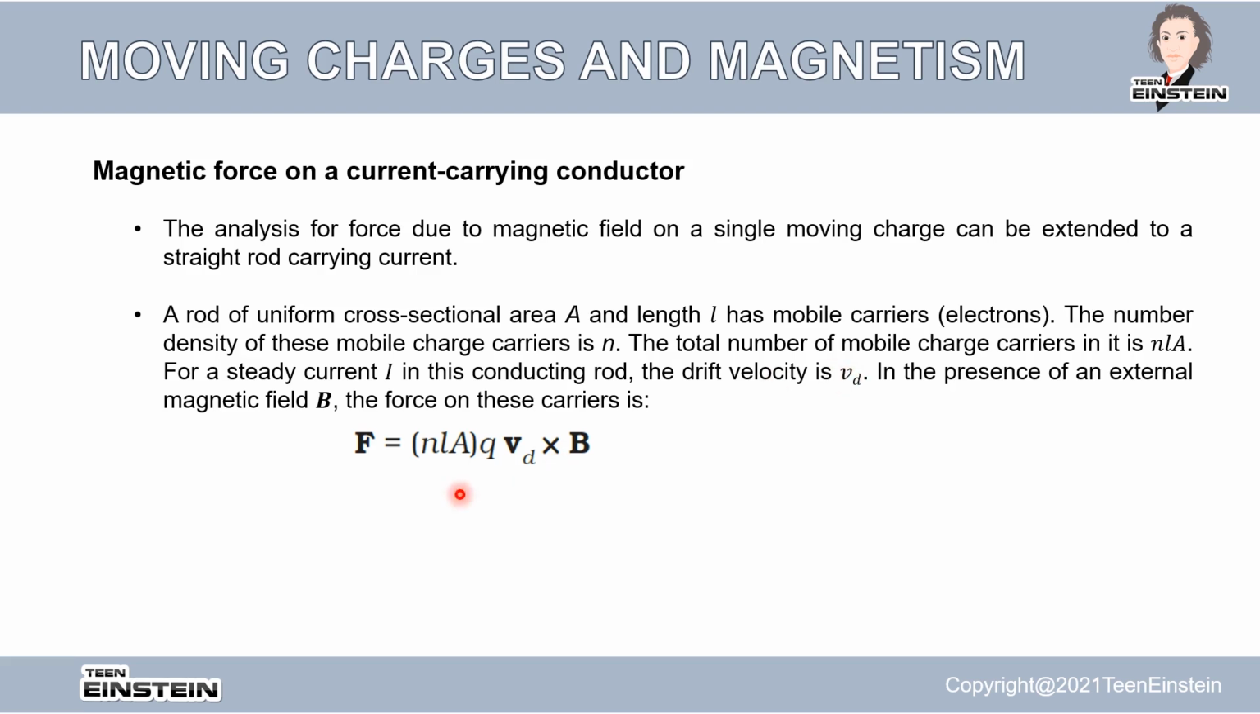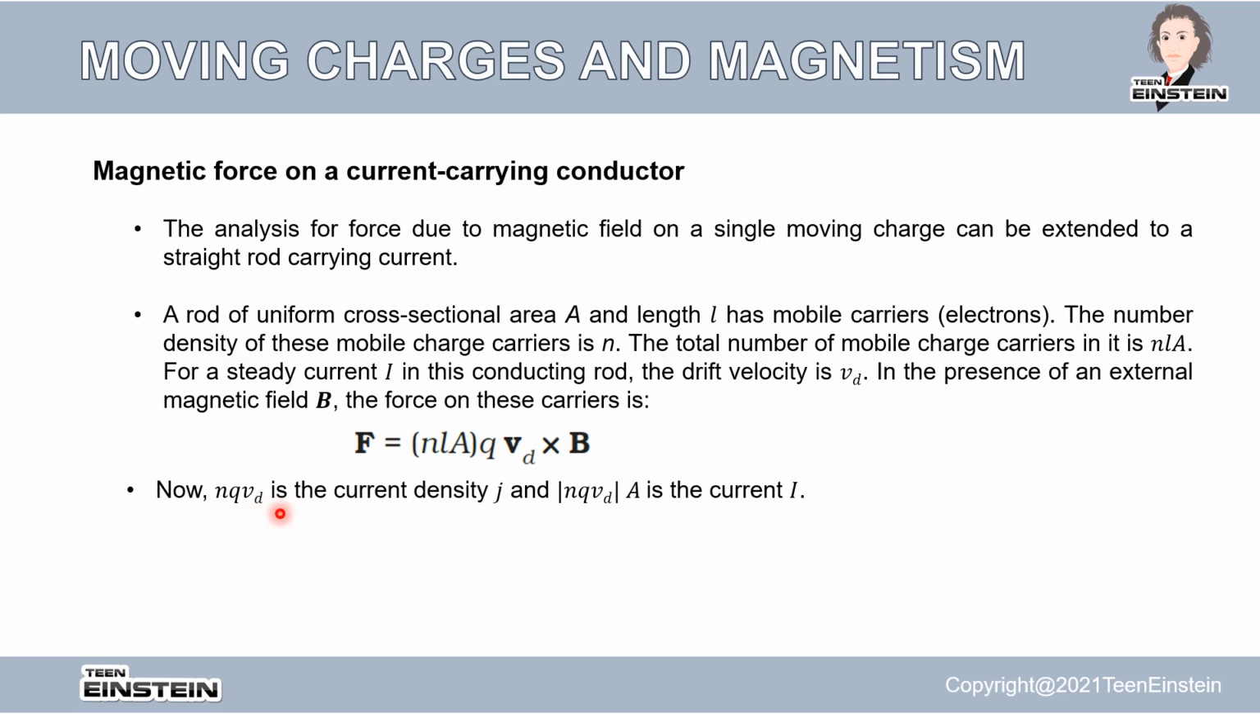Now q has to be the overall charge. So the number of charge carriers is nLA, multiplied by q gives you the overall charge, and multiplied by vd, the velocity inside the conductor, cross B. This is a cross product. So this is the force the charge carriers in a current carrying wire experience because of the presence of the magnetic field. Now we can simplify this even further.